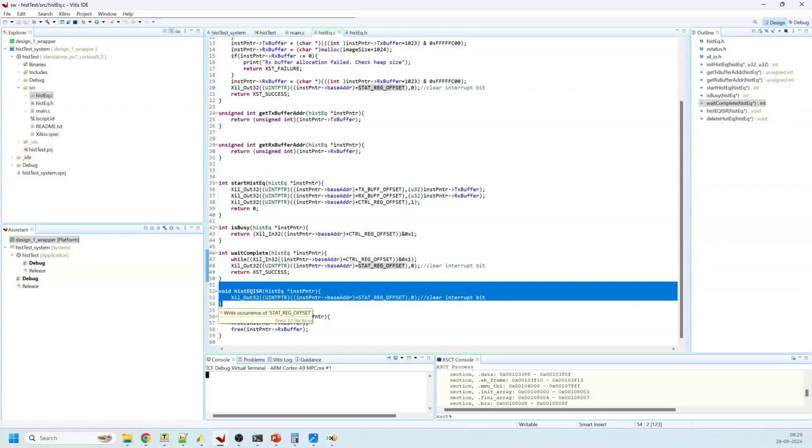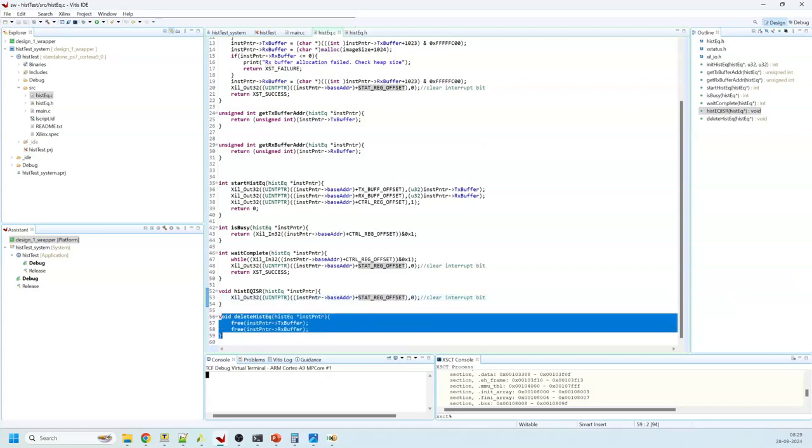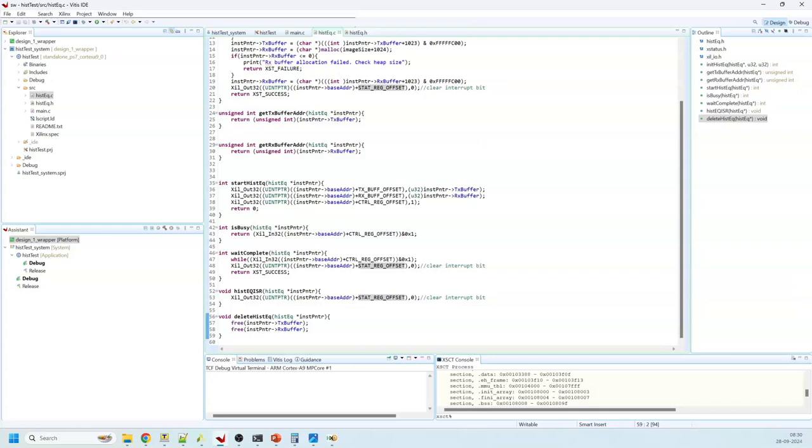Now this is part of the ISR, which will be used for the IP. You will see where it is used later. Here the only operation done is clearing the interrupt bit, which is nothing but the status register. This is used for deleting the driver instance.